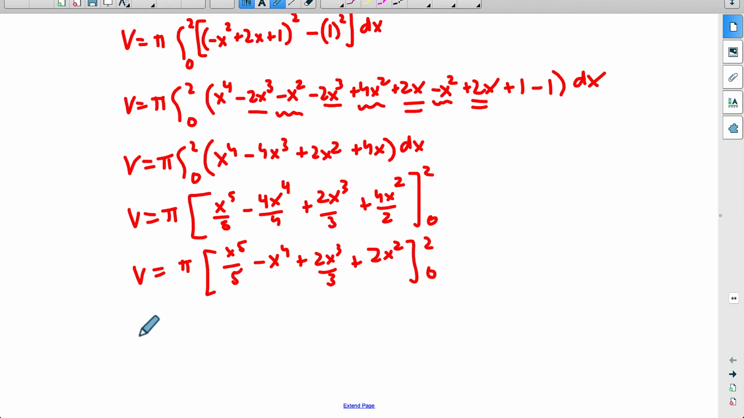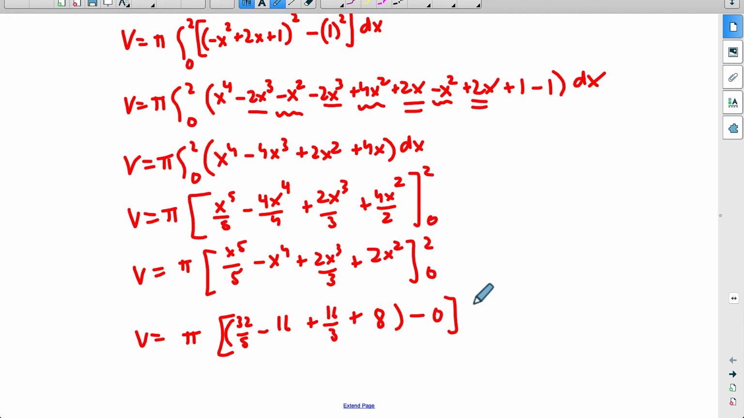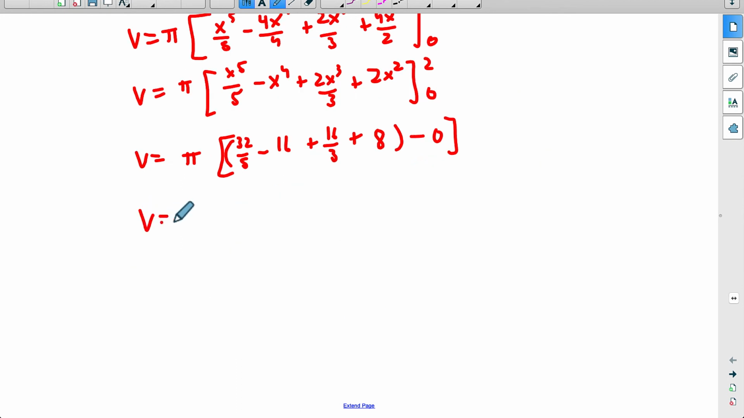Okay, the 0 is going to be nice, but the 2 is not so nice. 2 to the fifth power is 32 divided by 5, minus 2 to the fourth power is 16, plus 2 to the third power is 8 times 2 is another 16 over 3. 2 squared is 4 times 2 is 8. And then we're going to subtract. We're going to put 0 into all these. You're going to get 0 every single time, so that's not going to make a difference. V equals pi.